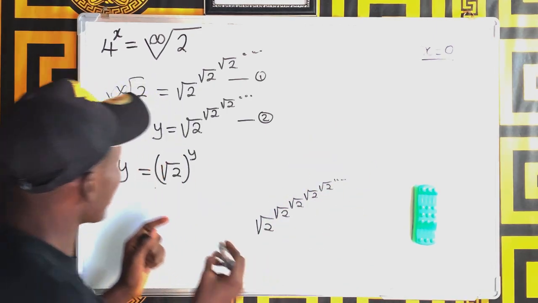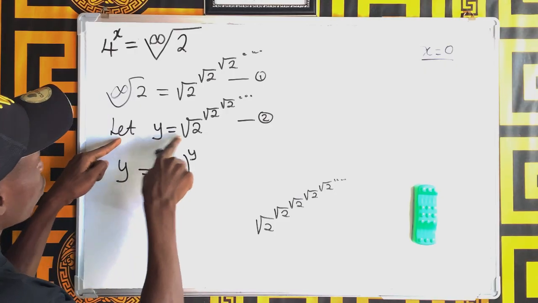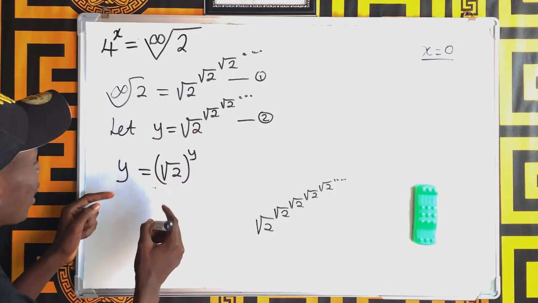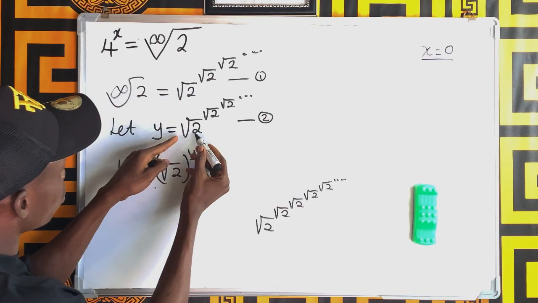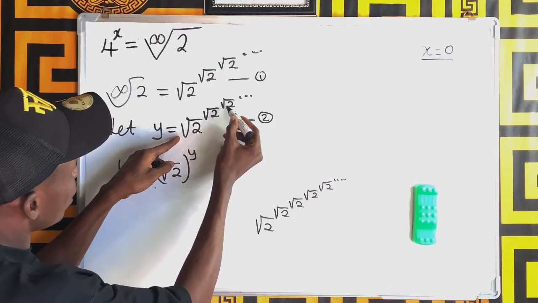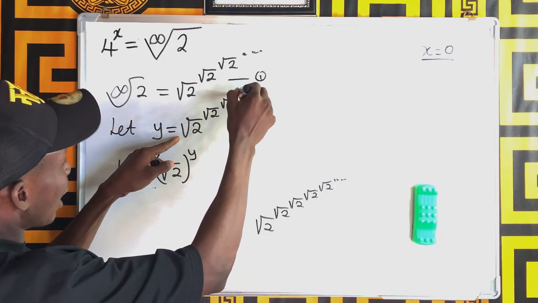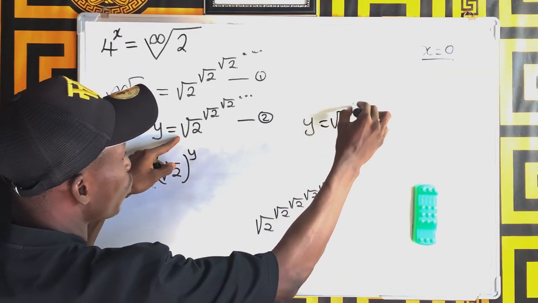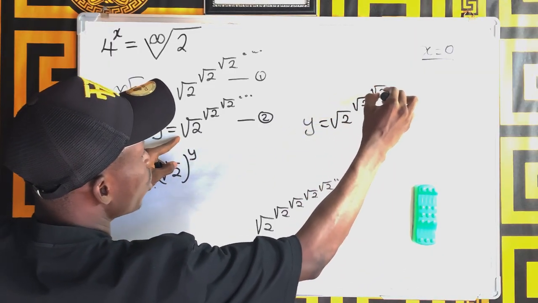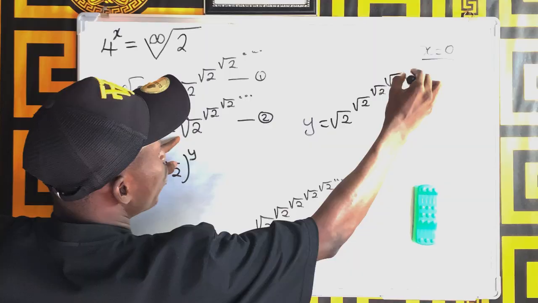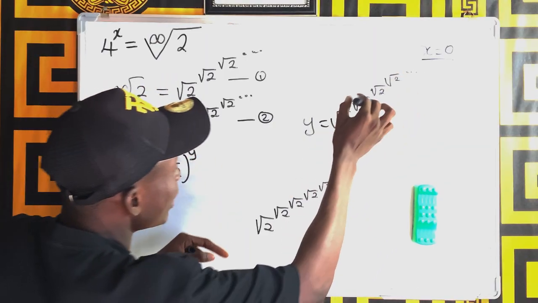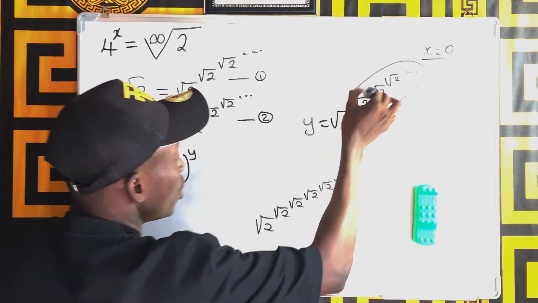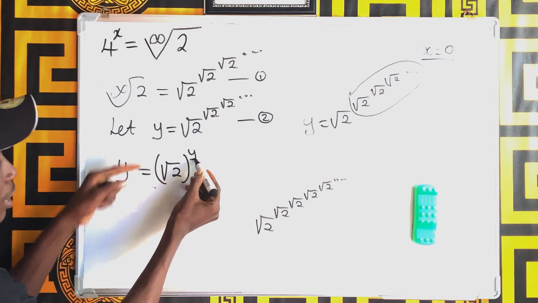So what I did here, look, I say let y equal this. So y is equal to root 2, and it can also reach 3 and keep going. So that means y can also be equal to root 2 to the power of root 2 to the power of root 2 to the power of root 2, and keep going. So what I did, I only take this to still represent my y, which you are seeing here.